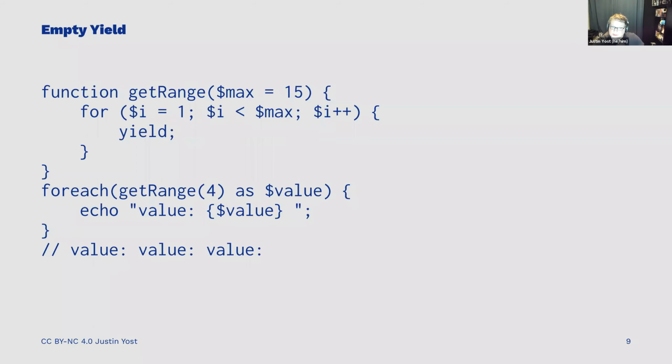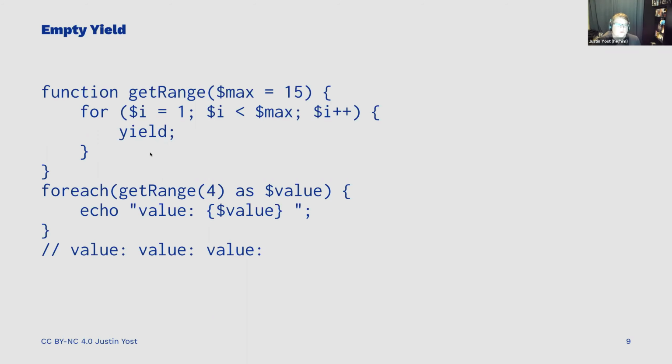We can do an empty yield as well. So in an empty yield, you'll notice we're not returning a key, we're not returning a value, but in this case, we still actually wind up pausing. So PHP will pause here each time. So in this get range 4, where we echo value, this value is basically a null value. So we have value, null, value, null, value, null, right?